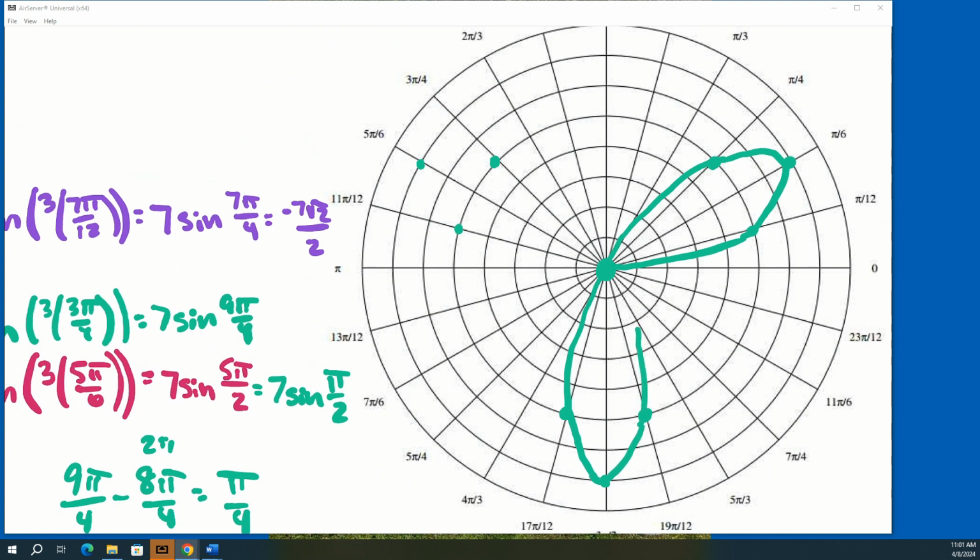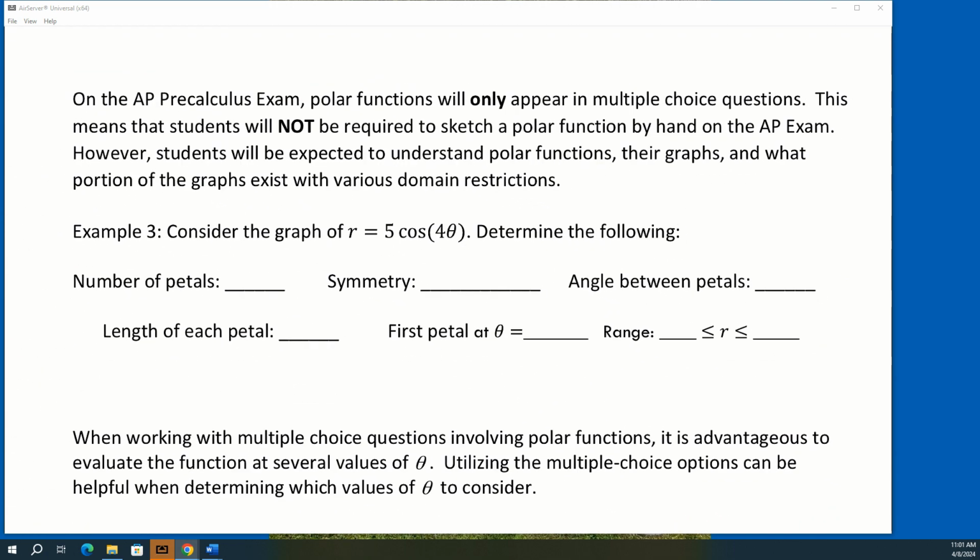Now, one great thing about the AP exam is the polar functions are only going to be on the multiple choice. So you're not going to have to do what we just did on the exam. You will have to answer questions about the graph where you'll need to do a few points, or just be able to match it with this equation or match it with the graph. But I needed you to see that to be able to answer some of the questions. But on the free response, you will not have anything polar to draw. All right, so what I just said is basically what that next paragraph says.